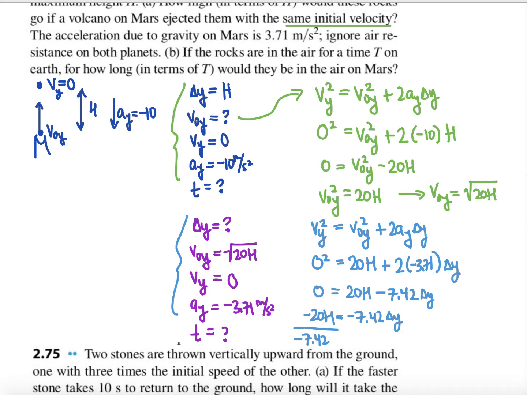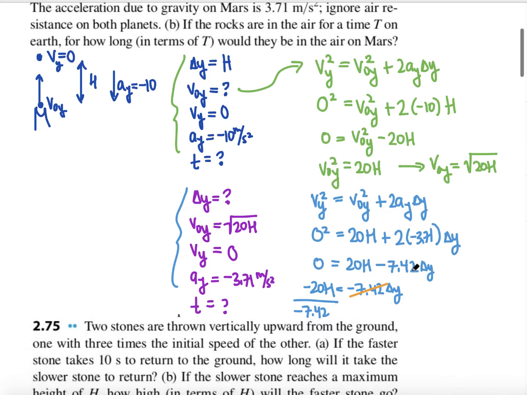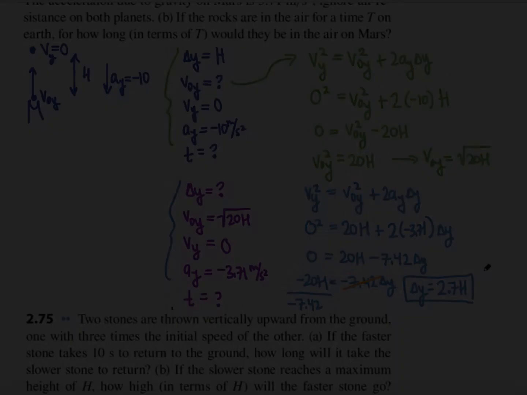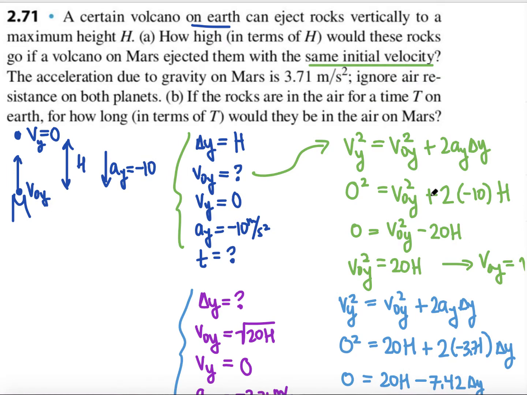Let me use a different color to indicate that. And so my final delta y in this case will be 20 divided by 7.42, which is 2.7 times h. So my final answer here has a number in it. However, it is also in terms of h. So now let's take a look at part B.